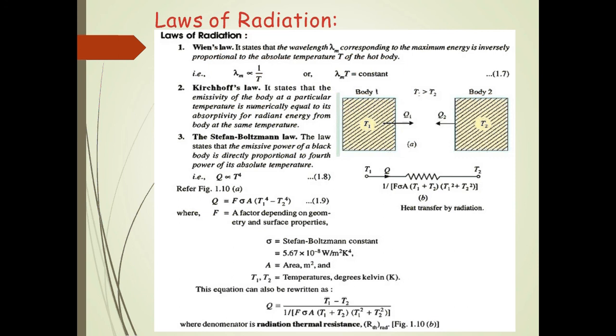There are 4 to 5 laws of radiation, out of which we will see only 3 here. First, Wien's displacement law. It states that the wavelength lambda m corresponding to maximum energy is inversely proportional to absolute temperature T of a hot body. That is, lambda m is inversely proportional to T. Therefore, lambda m into T is equal to constant. This is the first law of radiation.